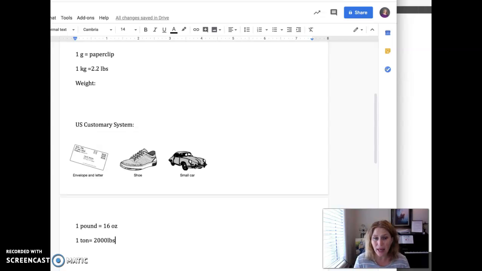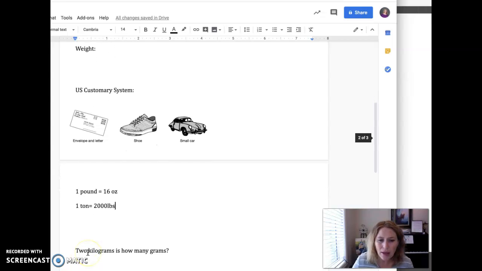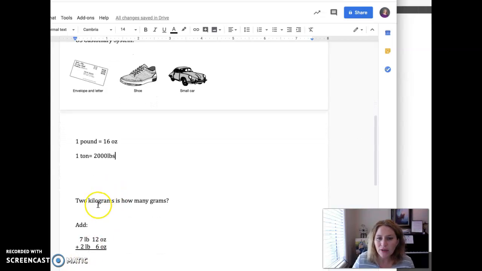It's 16, and you probably need to know how many pounds are in a ton. Okay, so let's talk about questions like this. You get this not only in math, but sometimes in science. It will say, 2 kilograms is how many grams?